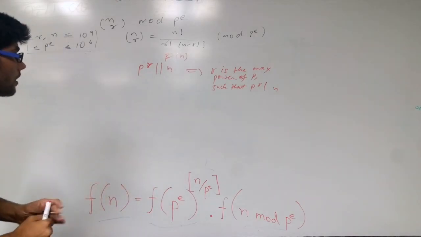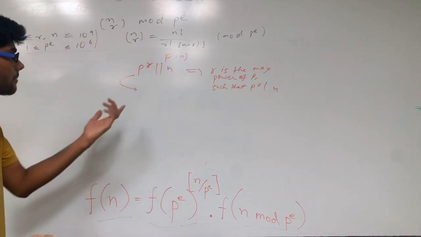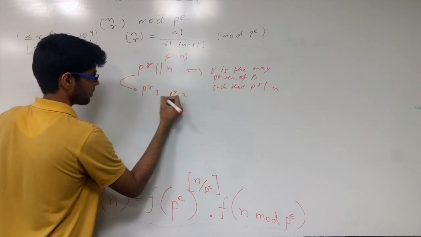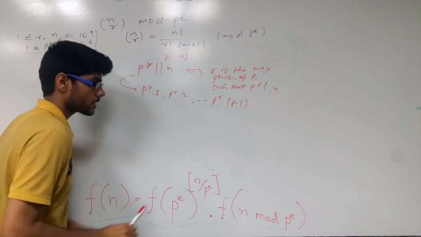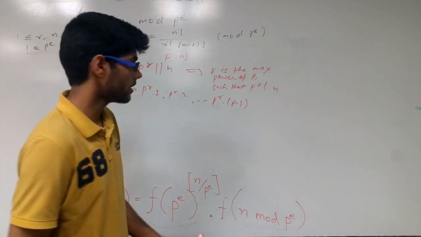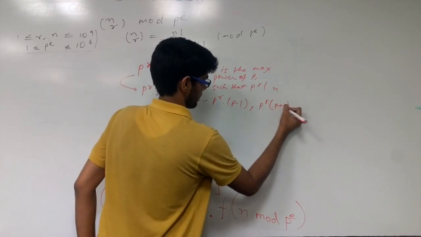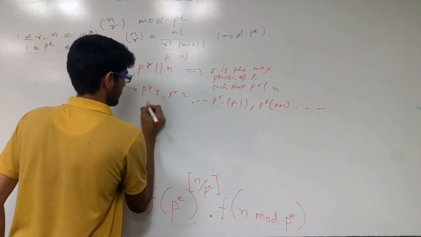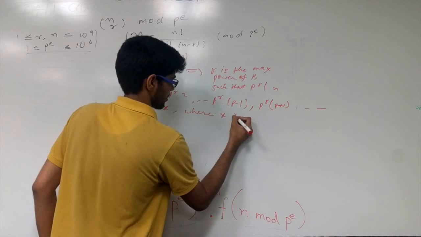Okay, so if we consider one such r, then what will be these numbers? p to the r into 1, p to the r into 2, up to p to the r into p minus 1. But now we won't take p to the r into p, because for that the maximum power would be r plus 1. So the next number we would take is p to the r into p plus 1, and so on. So notice that we are taking the numbers p to the r into x, where x is co-prime to p.